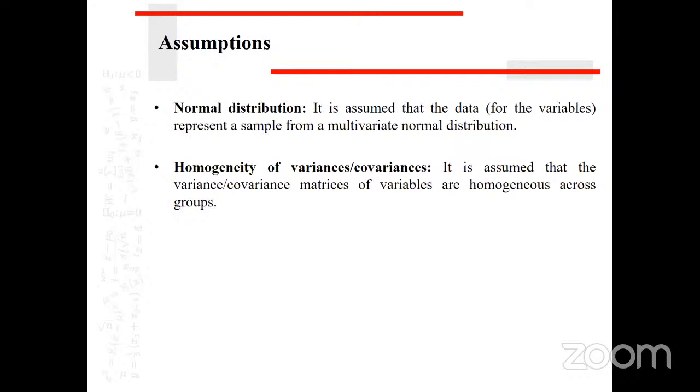So like other analysis like MANOVA, it has certain assumptions that the data should be normally distributed. Since here there is more than one independent variable, it should follow multivariate normal distribution, and the data should be homoscedastic. Homogeneity of variance should be maintained there, and there are certain tests to test from the data set whether it is homogeneous or not.